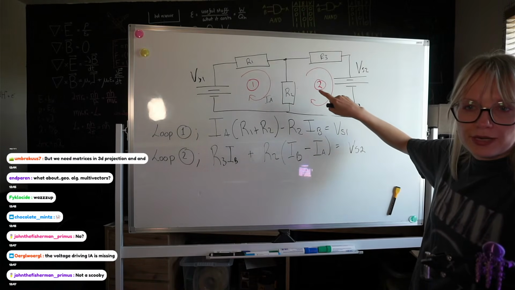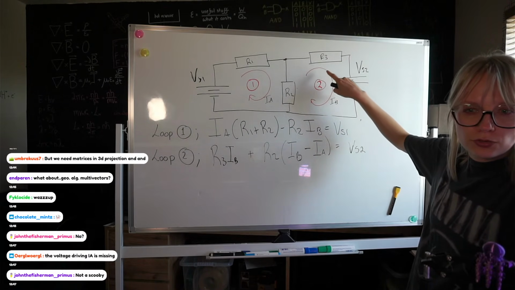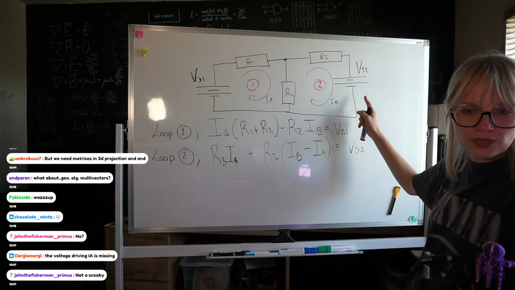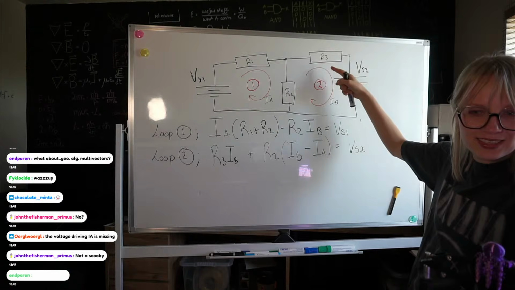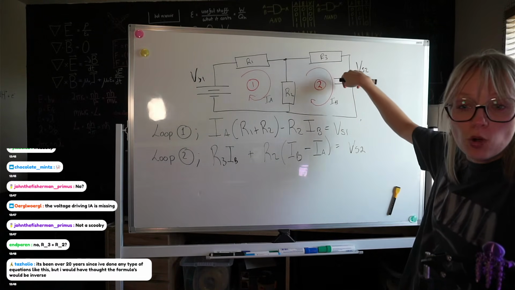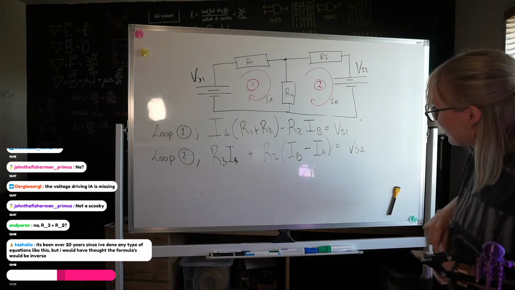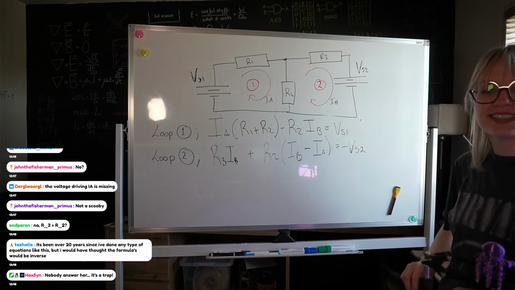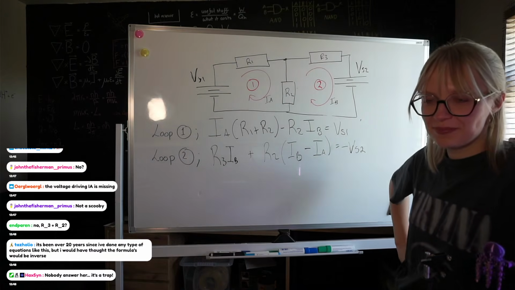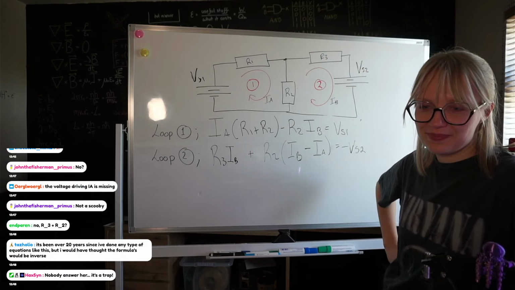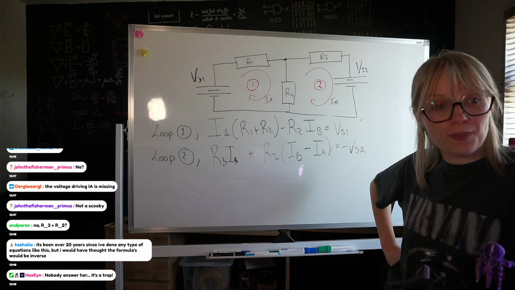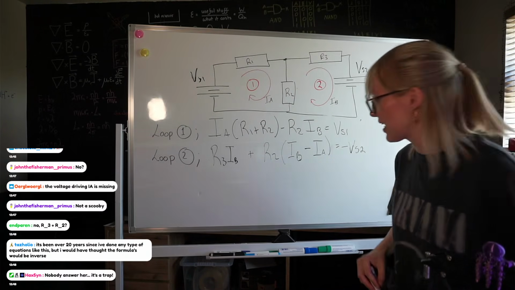Look at this loop direction. Which way is current flowing through in this voltage source? It's this way, isn't it? But the current loop is actually opposing it. It needs a minus sign. Nobody answer her. It's a trap. It's in the opposite direction. So let's multiply everything out.